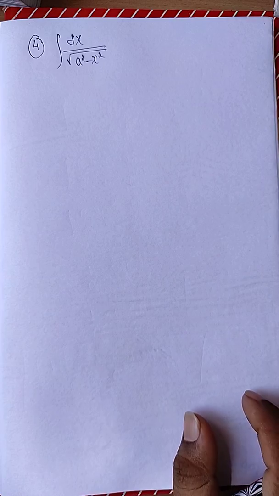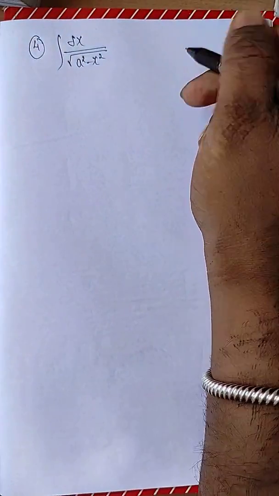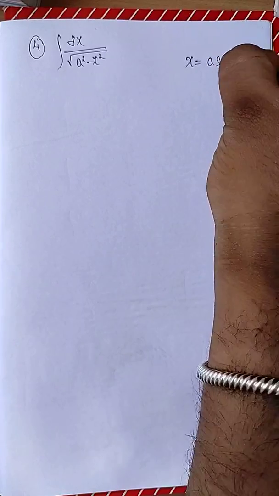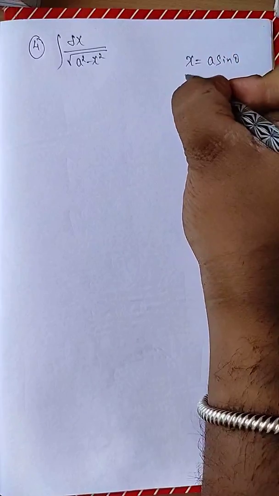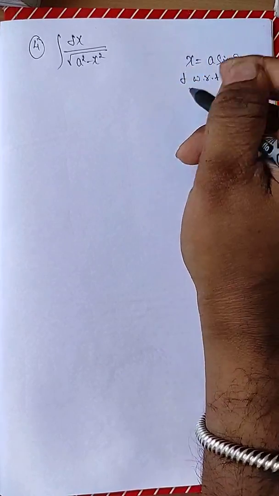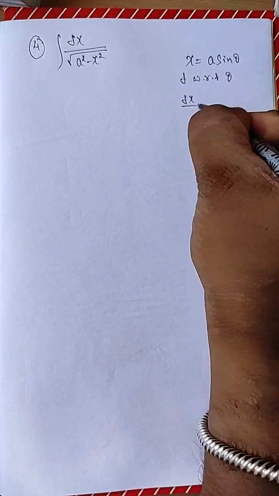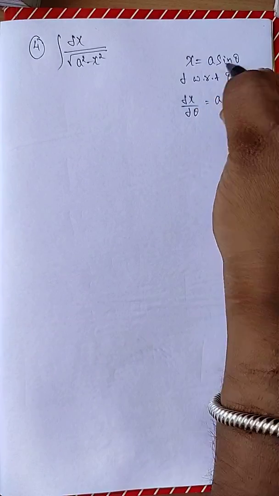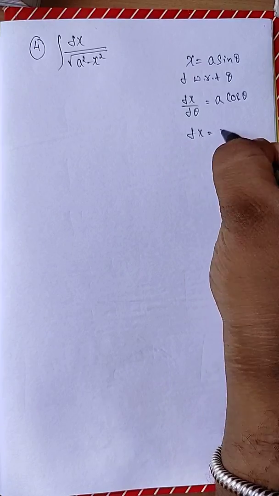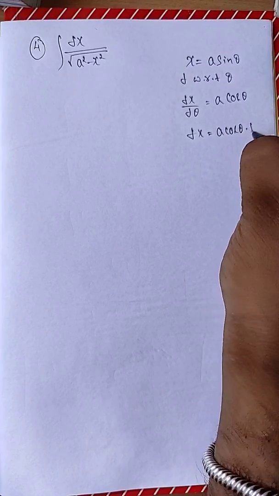How to do this? Just as in the last problem, we do it by using substitution, the same as it is. Here we are making use of the substitution x is equal to a sin theta. Differentiate with respect to theta. Now dx by d theta is equal to a, since a is a constant, and differentiation of sin theta is cos theta. So dx is equal to a cos theta d theta.